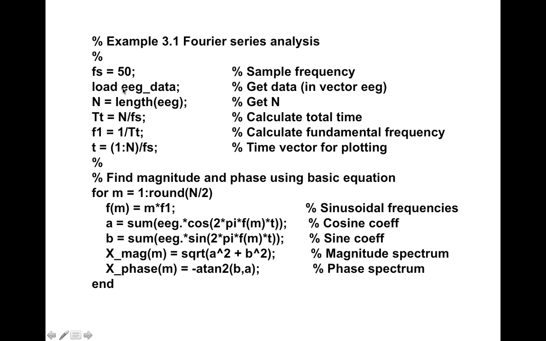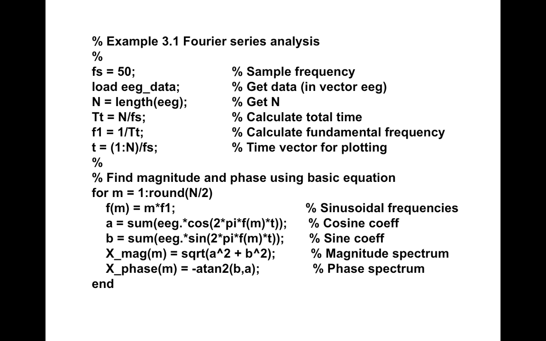So here's the Fourier series analysis. We're giving it the sampling frequency, loading the data, determining the length so that we can get n, determining the time so that we can get the period, calculating the fundamental frequency f1 from the period, and then when we get ready to plot, our time vector will just be 1 to n, and we divide by f sub s so that it converts it into seconds.